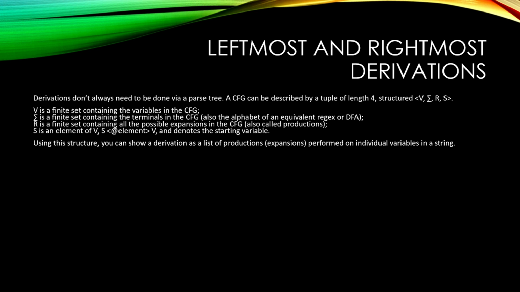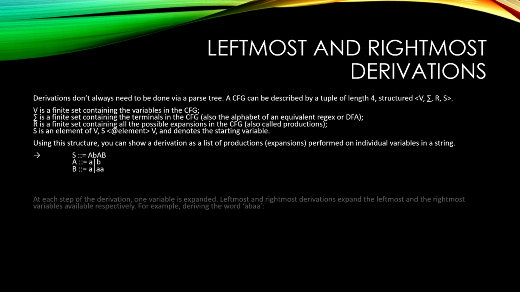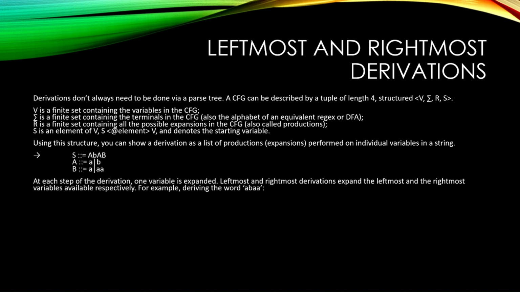So using the structure, you can show a derivation as a list of productions performed on individual variables in the string. So let's take this context-free grammar. At each step of the derivation, one variable is expanded. So the leftmost and rightmost derivations, as the name suggests, expand the leftmost and rightmost variable respectively. So let's take ABAA as an example. The leftmost and rightmost would be something like this.